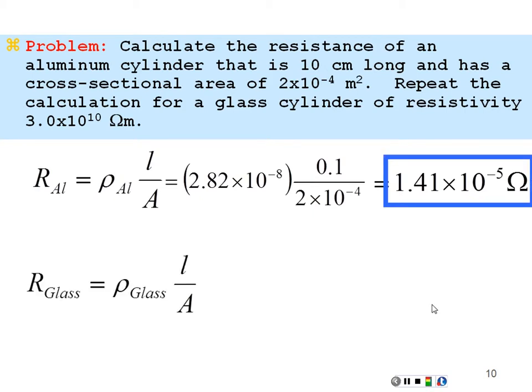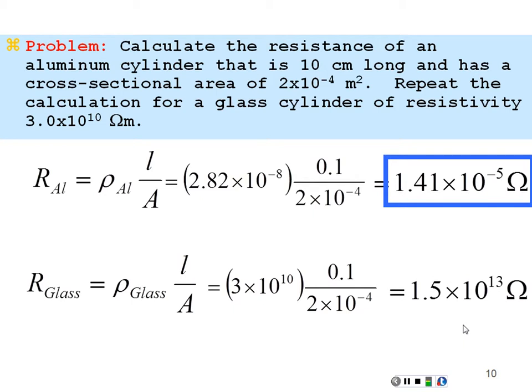For the resistance of the glass of the same dimensions, that would be the resistivity of glass, 3 times 10 to the 8, same length, same cross-sectional area. The resistance is 1.5 times 10 to the 13 ohms. So there are 18 orders of magnitude difference between these two resistances. In other words, aluminum is 18 orders of magnitude more conductive than glass.